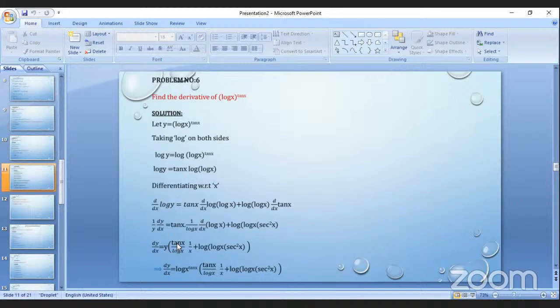dy by dx equal to, okay, what is the y value? What is y? y equal to log x power tan x. So right here, log x power tan x into tan x by log x into 1 by x plus log of log x into secant square x. This is the final answer. The derivative of log x power tan x is log x power tan x into tan x by log x into 1 by x plus log of log x into secant square x.